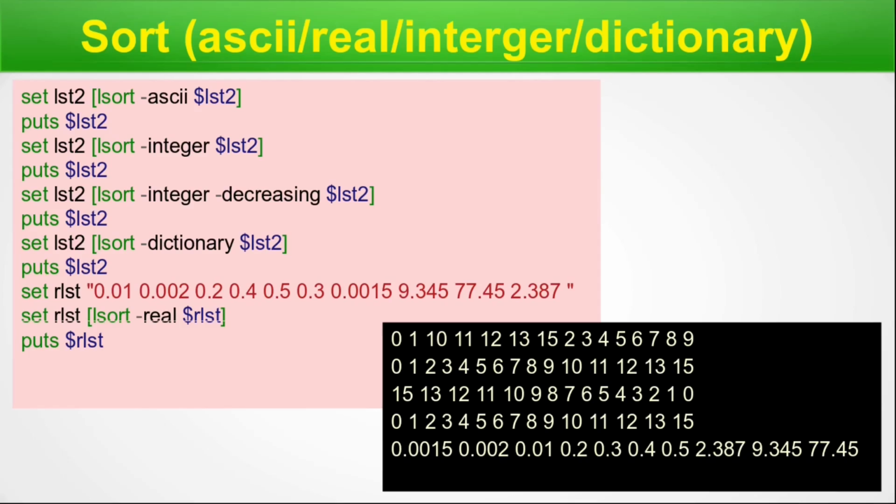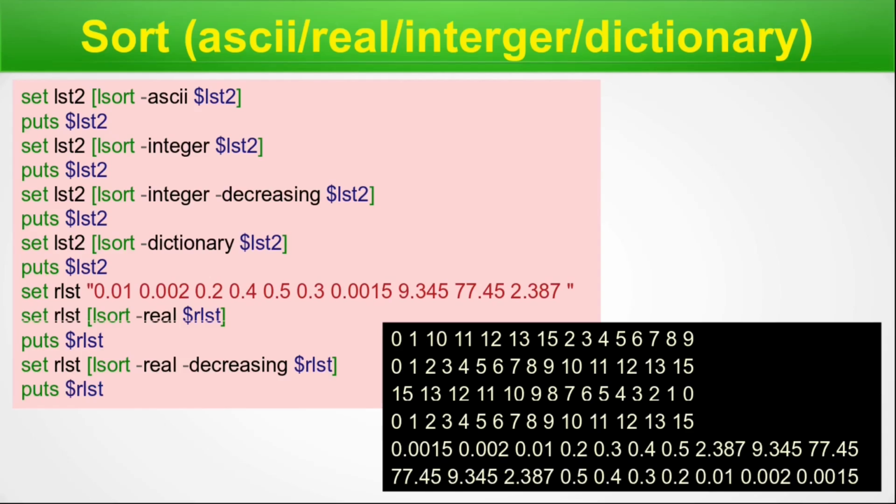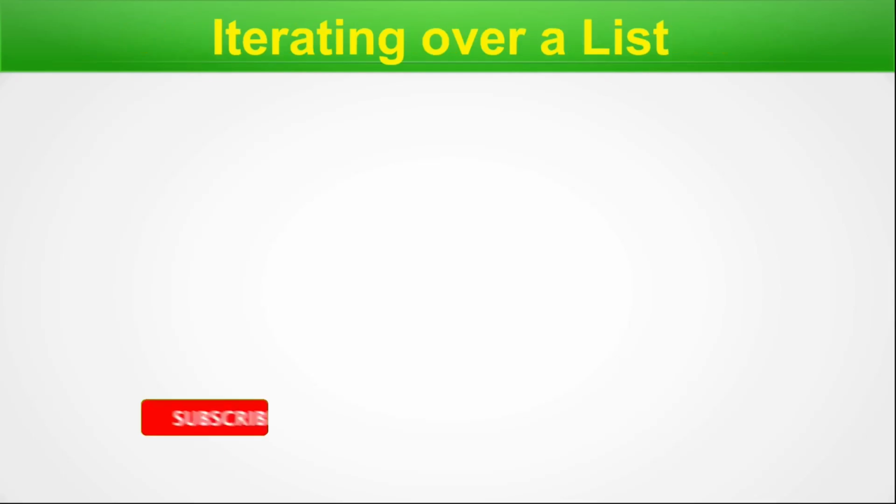Now if we want to do the reverse sorting, we have to add a dash decreasing switch here. So lsort, then real, then decreasing, then the list name with the dollar. And if we echo it, what will happen? It will start from the highest real number and go down to the lowest real number. So this is a way of dealing with the different kinds of sorting in a list. At the beginning I said we will see how we are manipulating a list. So this is how we are manipulating a list with sort. So this section is done. Let's move on to the next section.